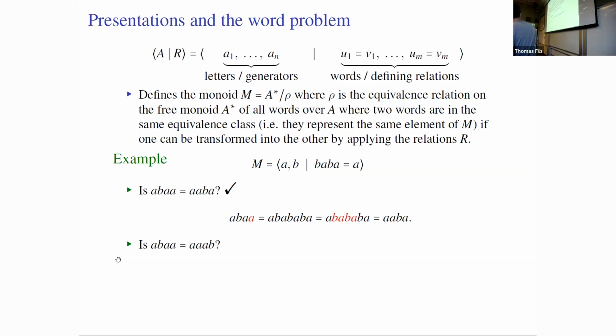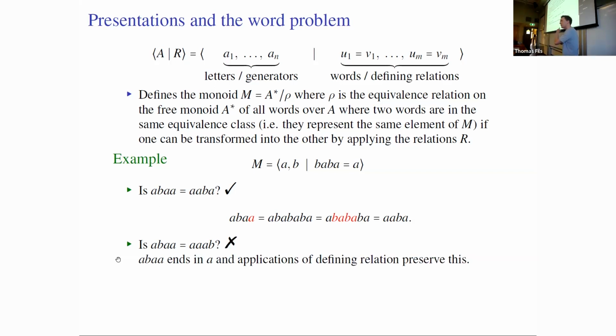If you start with this expression, you notice this relation, this word ends in an A and this word ends in an A. So if you apply it to a word that ends in an A, the result will also end in an A. And so no matter how many times you apply it, you're never going to suddenly end up with a word that ends in a B. So you can't transform this. Notice two different sorts of games happening there. When you want to show they are equal, you just need to come up with a sequence of applications of relations that shows they're equal.